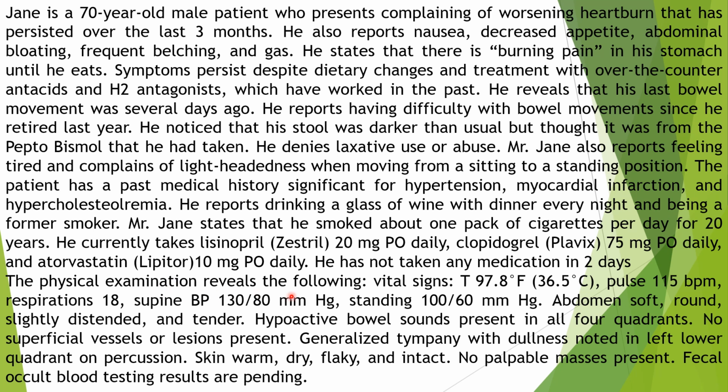The physical examination reveals the following: vital signs: temperature 97.8 degrees Fahrenheit, pulse 115 beats per minute, respiration 18, supine BP is 130 by 80 mmHg, standing it is 100 by 60 mmHg. Abdomen is soft, round and slightly distended and tender. Hypoactive bowel sounds present in all 4 quadrants. No superficial vessels or lesions present. Generalized tympany with dullness noted in the left lower quadrant on percussion. Skin is warm, dry, flaky and intact. No palpable mass is present. Fecal occult blood testing results are pending.